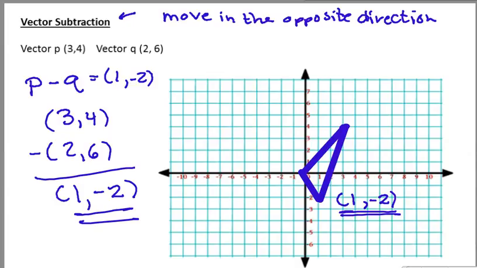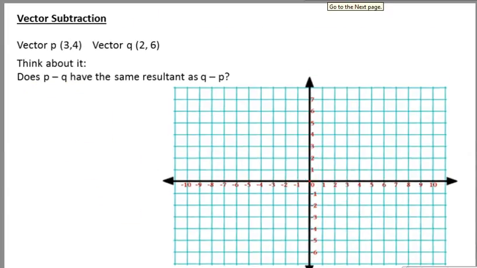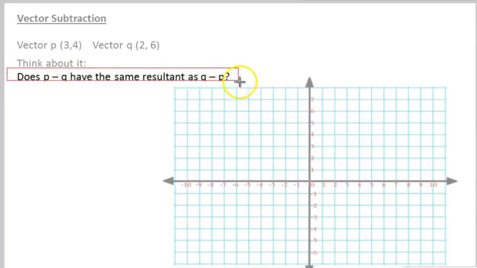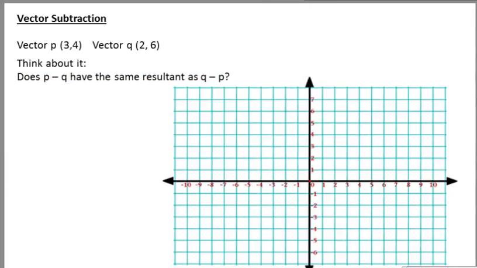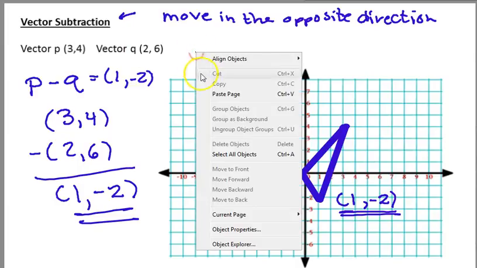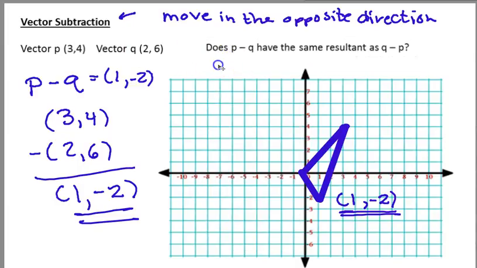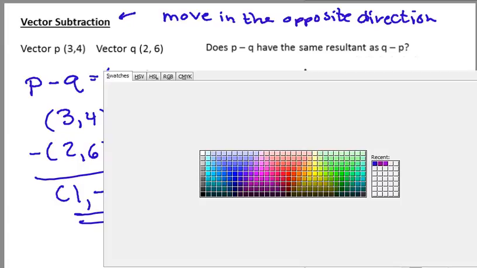Now I want you to think for a moment. Will p minus q have the same result as q minus p? We just did p minus q. In fact, I think I'm just going to snap this image and move us back to the prior page. There we go. Think about this. Will p minus q have the same resultant as q minus p? So let's switch colors and draw q minus p.